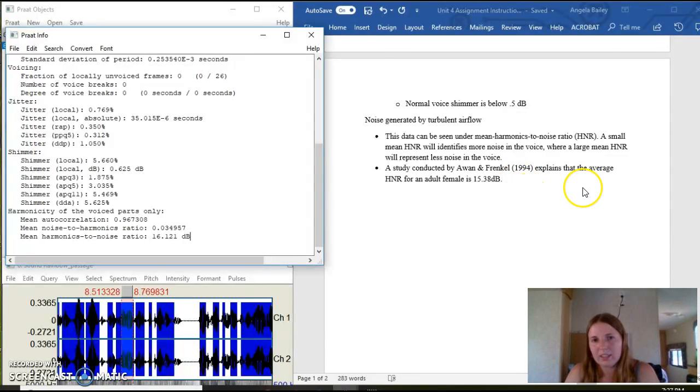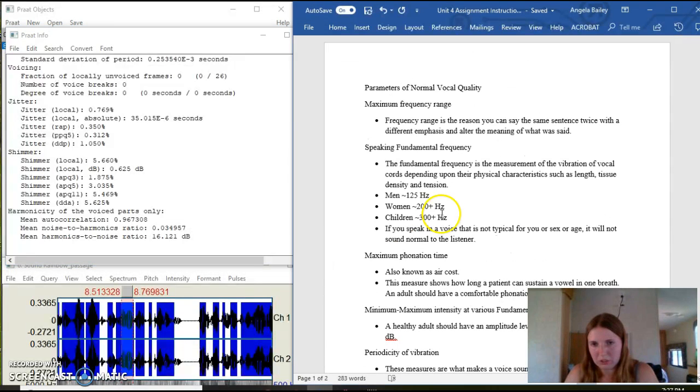And that is all of the measures of parameters of normal vocal quality.